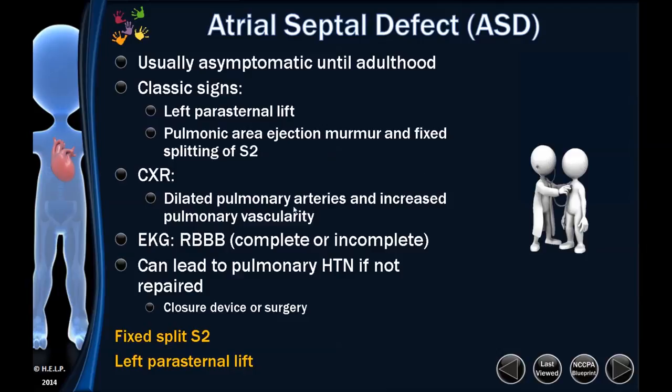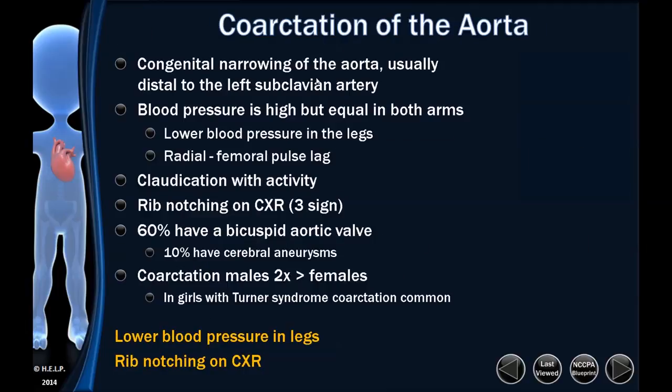Because there's more blood shunting from the left to the right side, you get dilated pulmonary arteries and increased pulmonary vascularity. The interesting thing about an ASD is there is no murmur from the defect itself. Instead, you're hearing the pulmonic area ejection murmur because of all the extra blood shunting over. The EKG may or may not have a right bundle branch block, and if you leave an ASD alone, it can possibly lead to pulmonary hypertension if it's not repaired. To repair it, we use a closure device. So remember the fixed splitting of S2, it's really important, and the dilated pulmonary arteries.